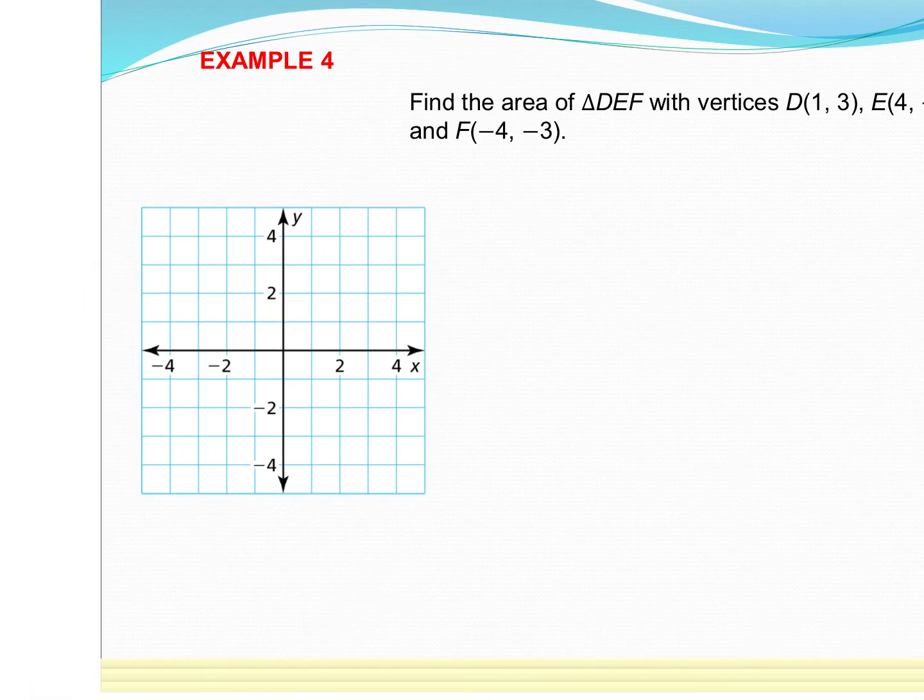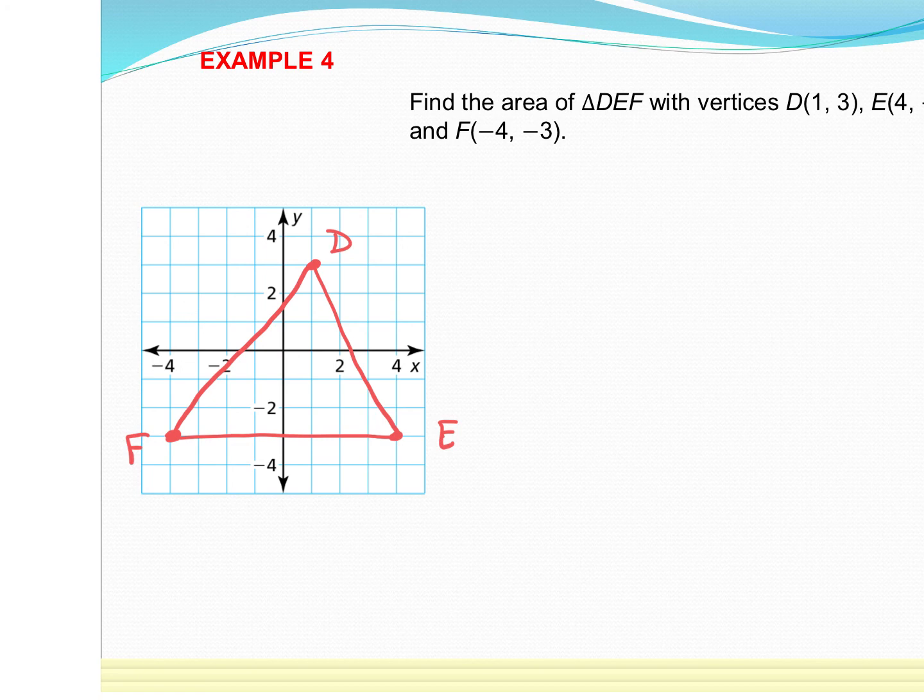So for this one, I'm going to graph ordered pair D. It's the ordered pair (1, 3). Then I'm going to graph the ordered pair for E. It's going to be (4, -3). And then lastly, F, it's (-4, -3). I'm going to connect them, turn it into a triangle. And now I can find the area.